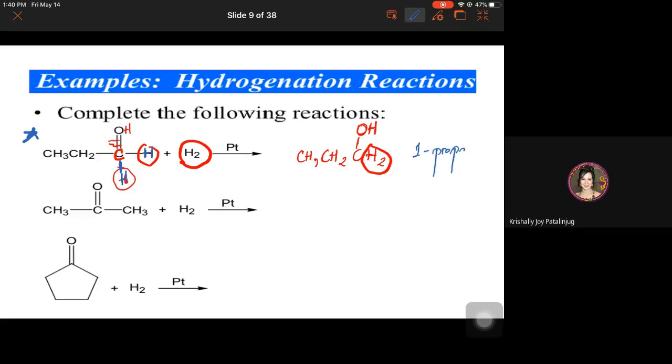Okay, next. Number 2. Aldehyde or ketone? Very good, it's ketone. So what will happen? Again, break the pi bond para ma-add yung hydrogen. Then this will become an OH.